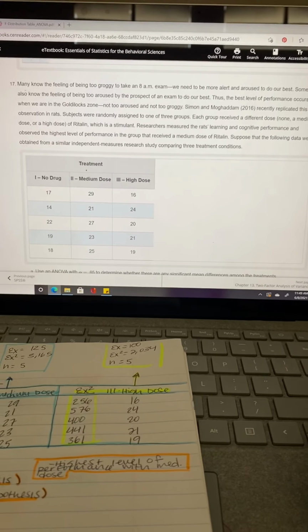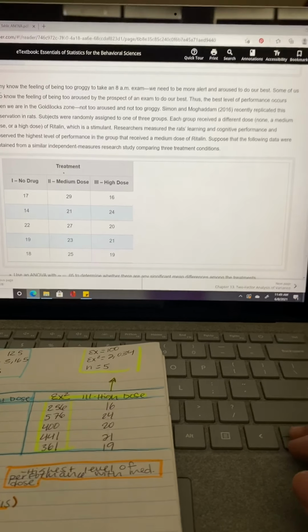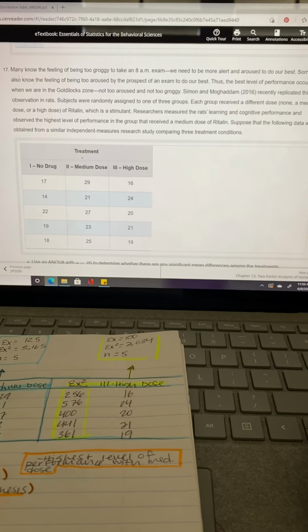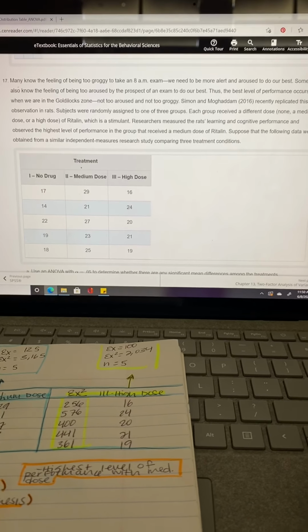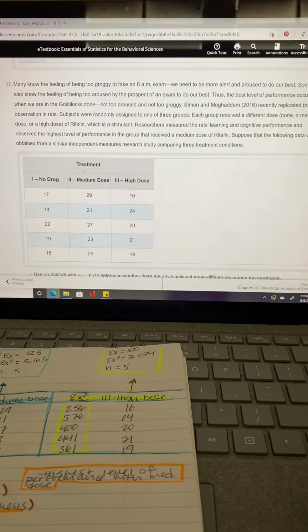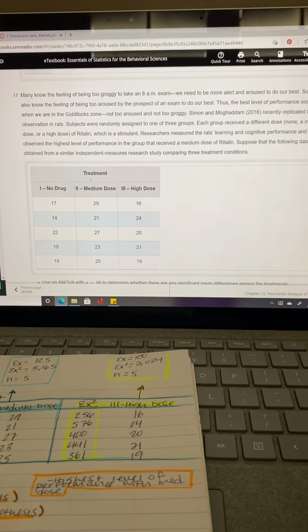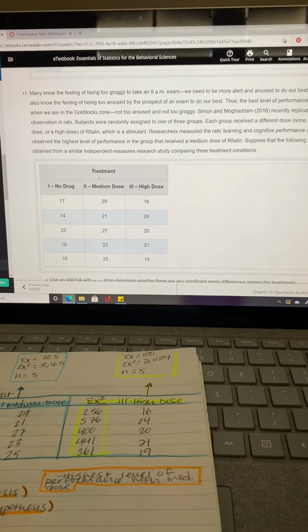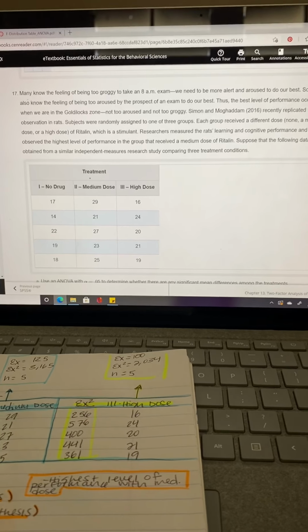Subjects were randomly assigned to one of three groups. Each group received a different dose, none, a medium dose, or a high dose of Ritalin, which is a stimulant. Researchers measured the rats' learning and cognitive performance and observed the highest level of performance in the group that received a medium dose of Ritalin. Suppose that the following data were obtained from a similar independent measures research study comparing three treatment conditions.